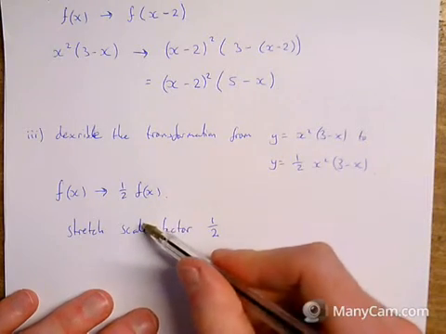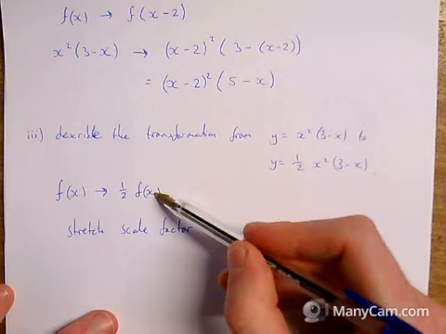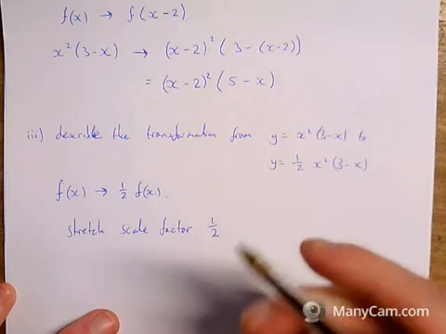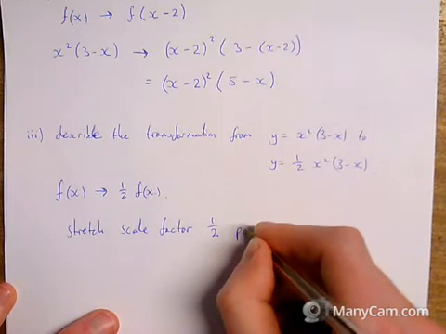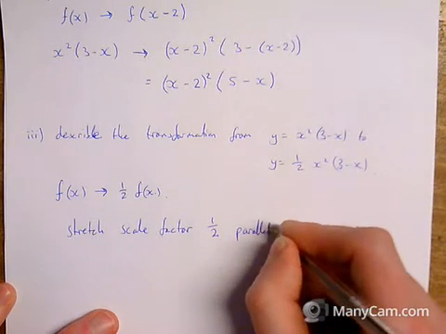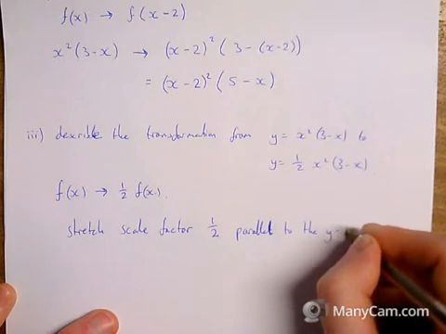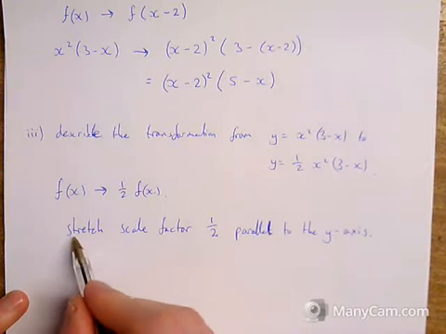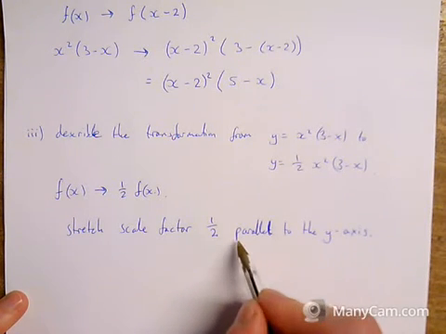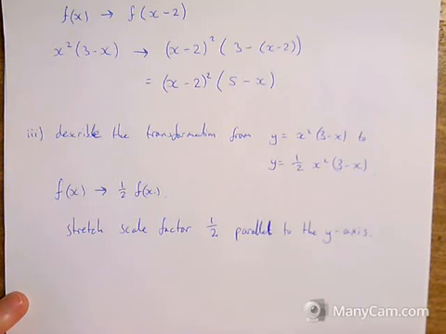And because it's outside of the brackets, it's affecting the y-axis. If it was inside the brackets, it would affect the x-axis, but in this instance it's outside, so it's a stretch, scale factor of half, parallel to the y-axis. You need to have all of that information. You need to have it's a stretch, it's got a scale factor of half, and it's parallel to the y-axis to get full marks for that question.